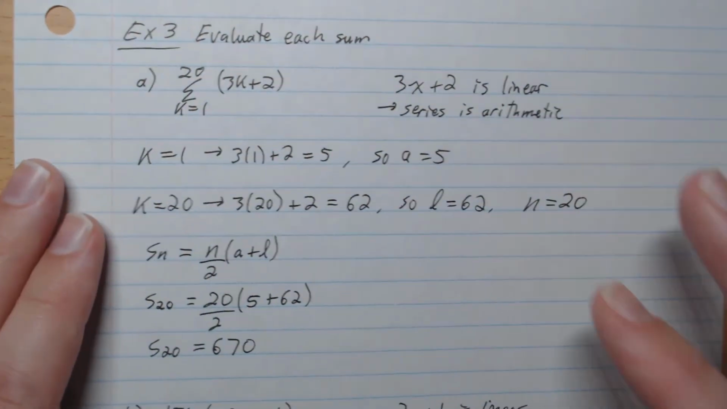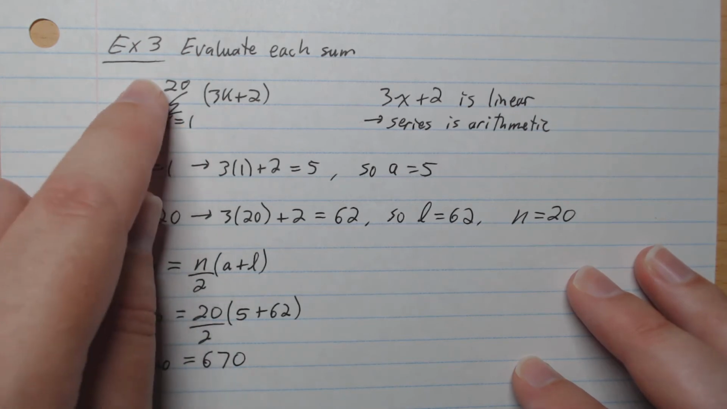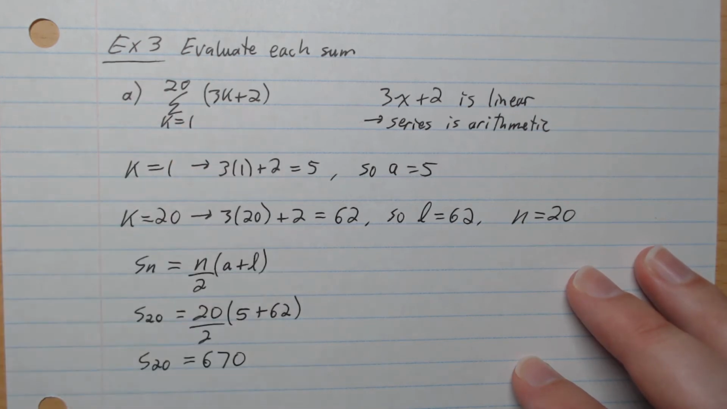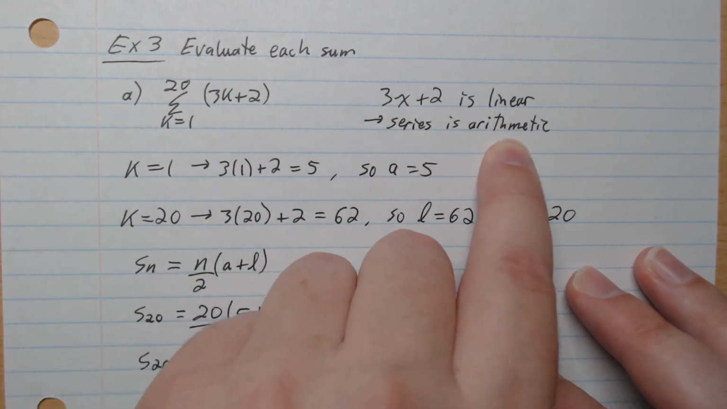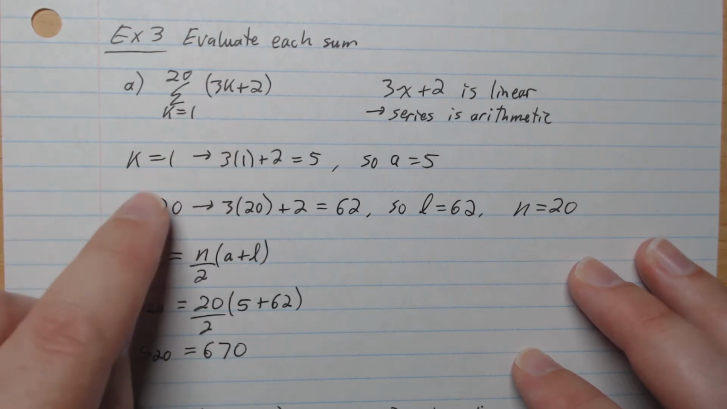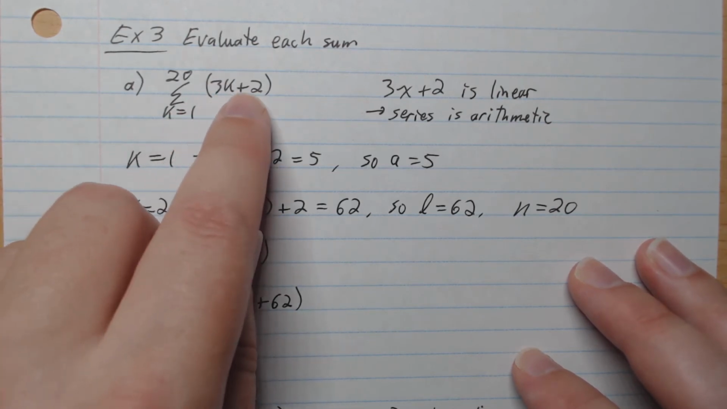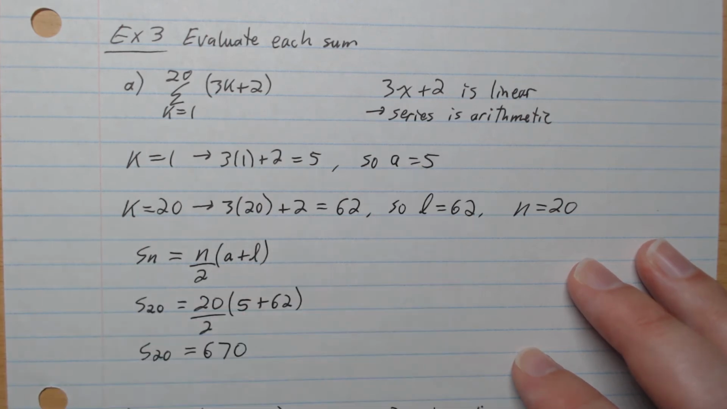So let's look at some examples. Example number 3, evaluate each sum. So from 1 to 20 of 3k plus 2, 3x plus 2 is linear, and so the series is arithmetic. So we're going to get our first term by plugging k equals 1, right? So 3 times 1 plus 2, which gives 5. So that's our a value, right? a is the first term.